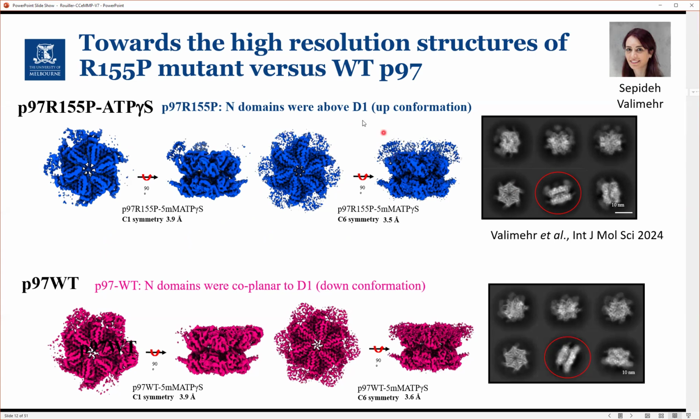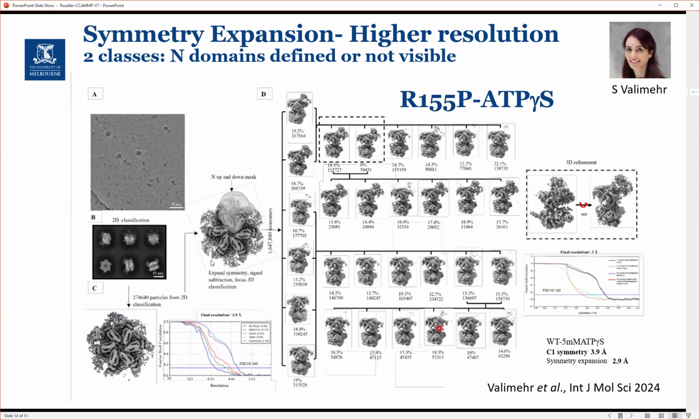but the N domain was seen coplanar to the D1 ring for the wild-type protein. However, in this reconstruction, you could see that the N domains were not as well resolved as the rest of the density, and they were poorly defined in both the mutant protein and the wild-type protein. And so she worked really hard trying to solve this conformational heterogeneity.